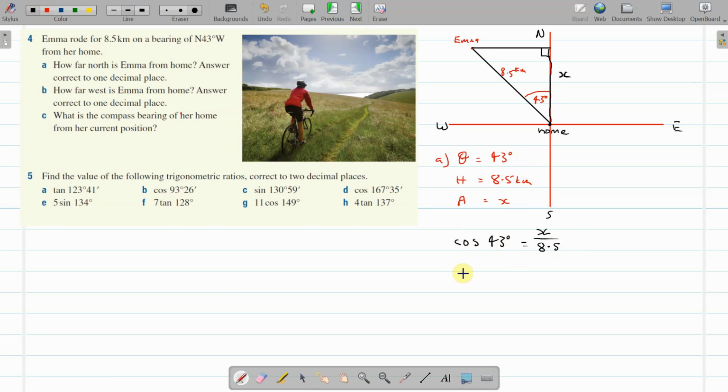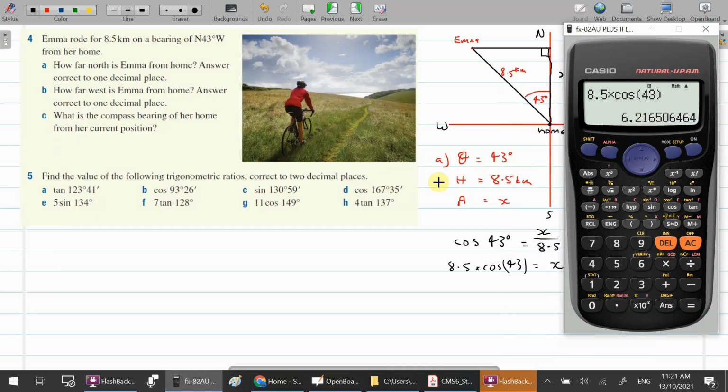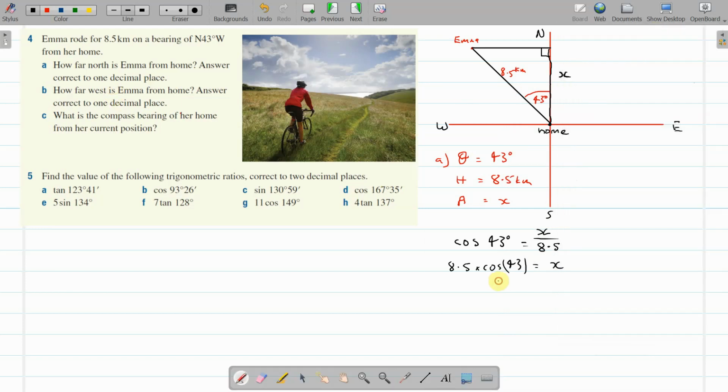Then we rearrange to simplify and isolate x. 8.5 times the cos of 43, that's the calculator step, equals what we're looking for. There we are. How easy is that? 8.5 times the cos of 43 is, to 1 decimal place, 6.2 kilometres. Is our answer. Very good.